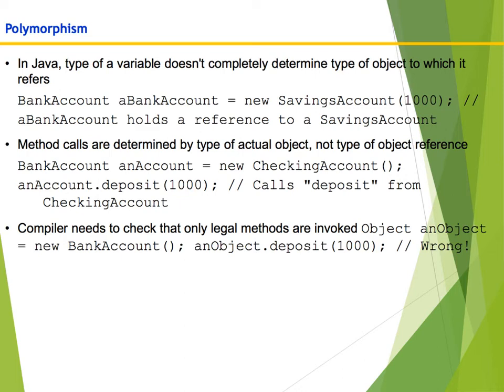So keep in mind that compilers care about the static type of a variable, but when you call methods, the method calls are dynamically determined by Java. Which means that in the previous example, an account which had type BankAccount but referred to a CheckingAccount, when you call the deposit method on account, the deposit method will be called from CheckingAccount, not BankAccount.